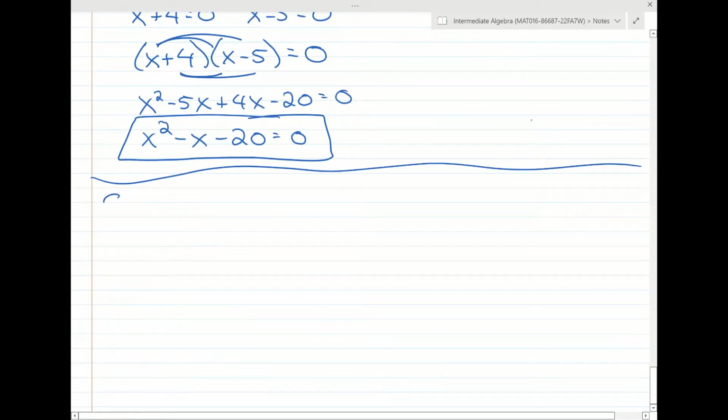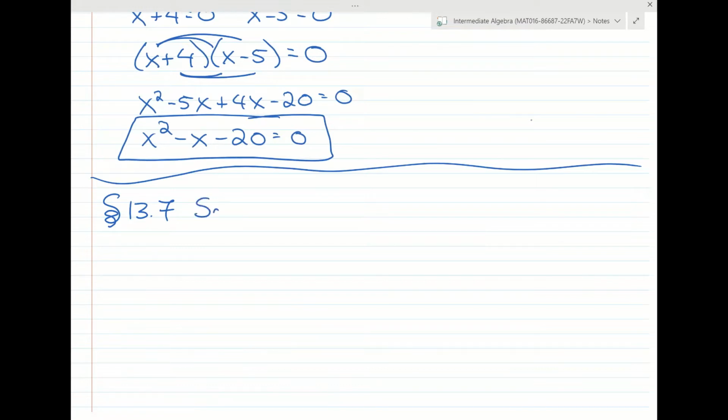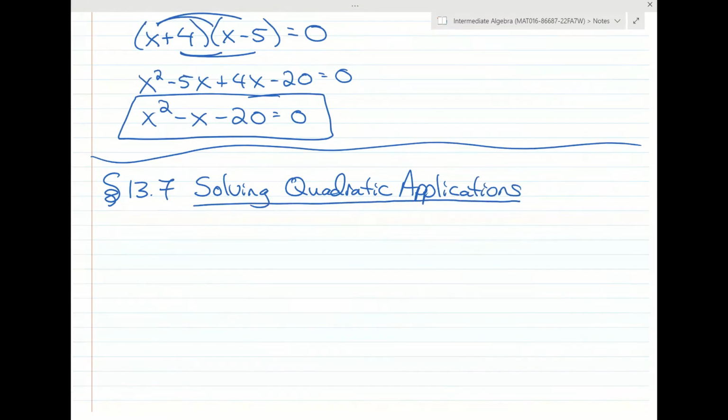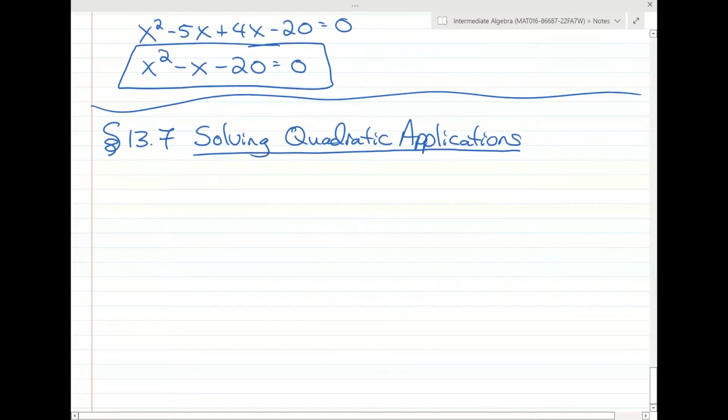Section 13.7, we're going to be solving quadratic applications. And we just have a whole bunch of word problems here we'll try to figure out.